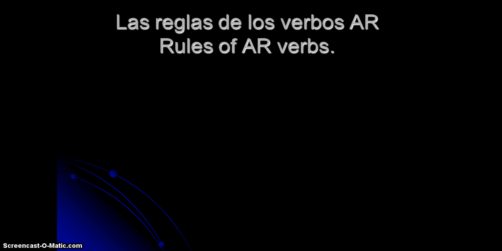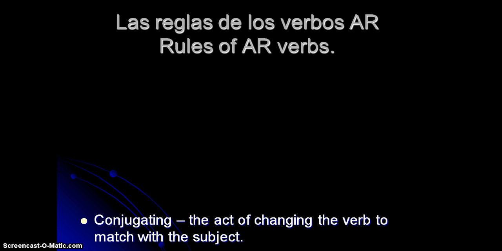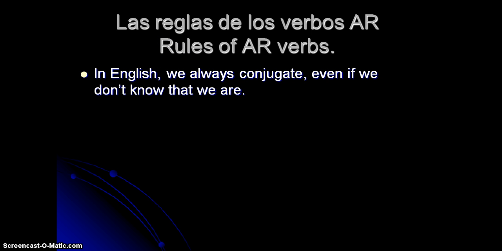Now, it's the same thing for Spanish. Here are my rules for the AR verbs, but the very first thing I want to talk about is this thing called conjugating. Now, the act of conjugating is the act of changing the verb to match with the subject. Hey, we just did it in English. We totally did it in English. I swim, not I swims. I need, not I needs.